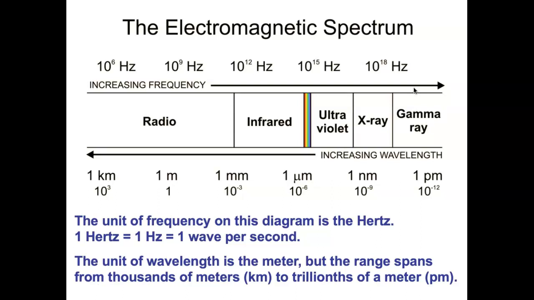It's all the same stuff, right? All of these different kinds of light are still light. They're still just electromagnetic waves. It's just waves of different wavelengths and frequencies. Okay?